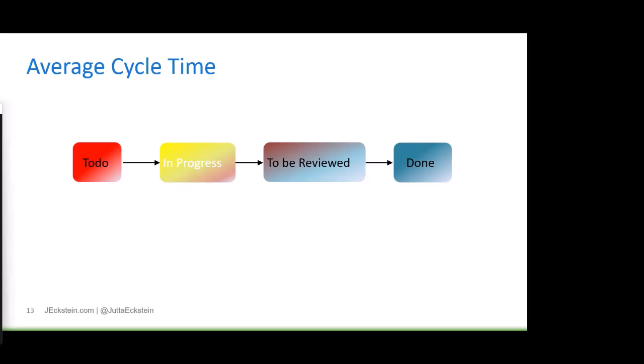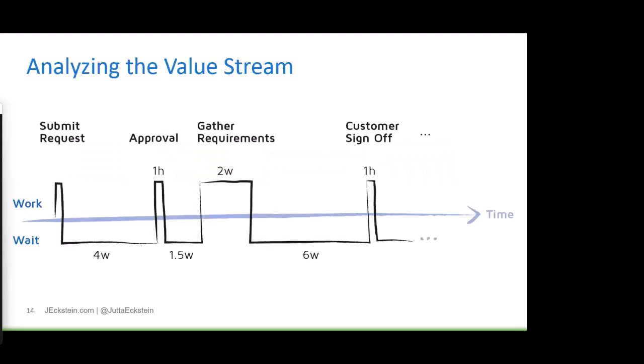Therefore, that average cycle time that just tells us from to do to done is looking mainly at the aspects of what's happening during development. Now, unfortunately, this is not where most of the time is wasted. And therefore, what's really more important is that we need to take a look at the value stream.